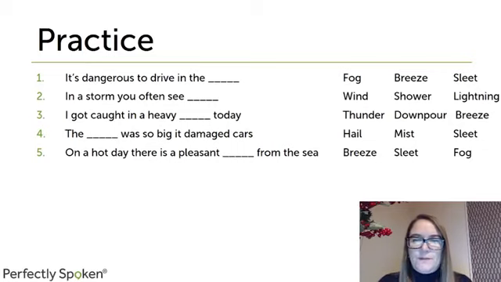Number 1. It's dangerous to drive in the... Number 2. In a storm, you often see... Number 3. I got caught in a heavy... today. Number 4. The... was so big it damaged cars. Number 5. On a hot day, there is a pleasant... from the sea.